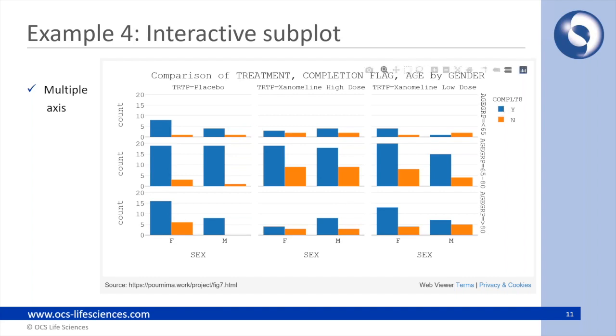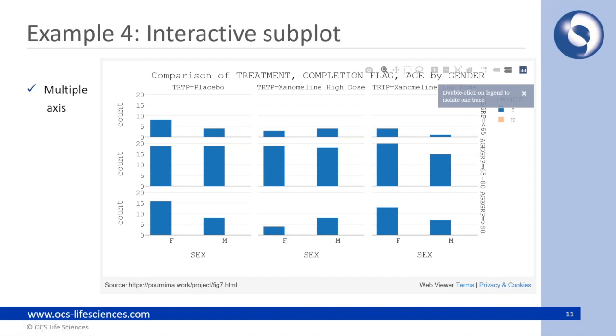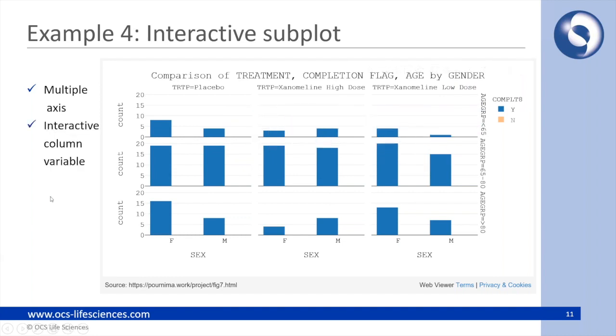So this is a completion flag. So if you just want to see all those who completed the treatment, then you can just click this and you can just see the completed patients and then explore data in this way. Let's see. Yes, the interactive column variable. That's what I would like to call this.